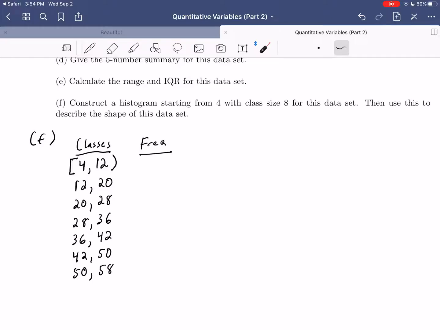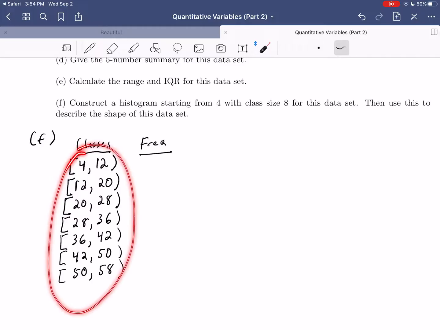So that would include things like 11.9, but it doesn't include 12. Then on this one, we'd put 12 included and 20 excluded. So if there was somebody who worked exactly 12 hours, they would land in this class, as would somebody who worked 19.9 hours. Somebody who worked 20 hours, though, would end up in the next one. So our convention is we're going to always include the left end and exclude the right end. All right, that's always how we're going to build these classes.